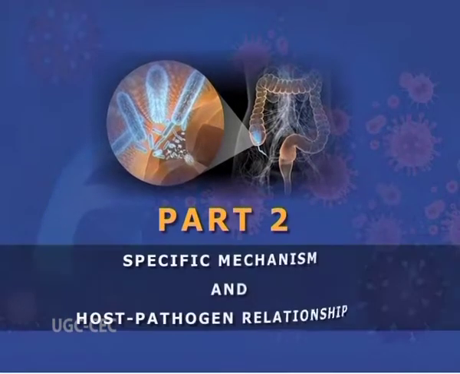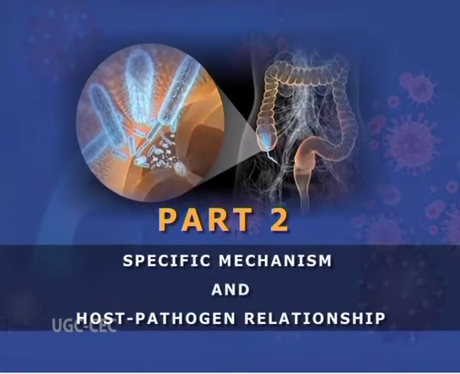Part 2. Specific mechanism and host-pathogen relationship. Now friends, let us discuss the second part, the specific mechanisms involved for a pathogen to interact with the host. The human body is a complex and thriving ecosystem. It contains about 10^13 human cells and about 10^14 microbial cells. If it is normal for us to live in such close intimacy with a wide variety of microbes, how is it that some of them are capable of causing us illness or death?